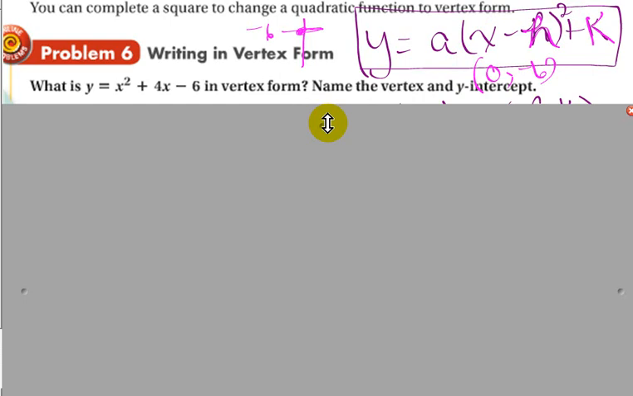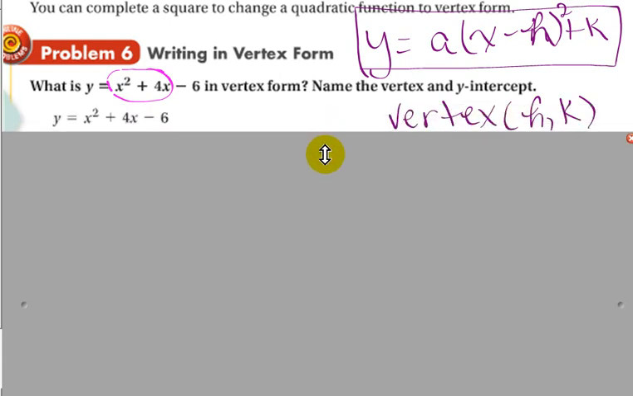So do we have an a value now in our equation? What is a? A is 1, correct, because it's not written, but it's understood that our a value is 1. Now we sort of have our plus k right there, but how can we turn this into a binomial squared? What could we do to turn this x squared plus 4x into a binomial squared? We can complete the square. Yay! Okay, but because we're keeping this in the vertex form, we're going to keep all of our work over on the right-hand side of the equation.